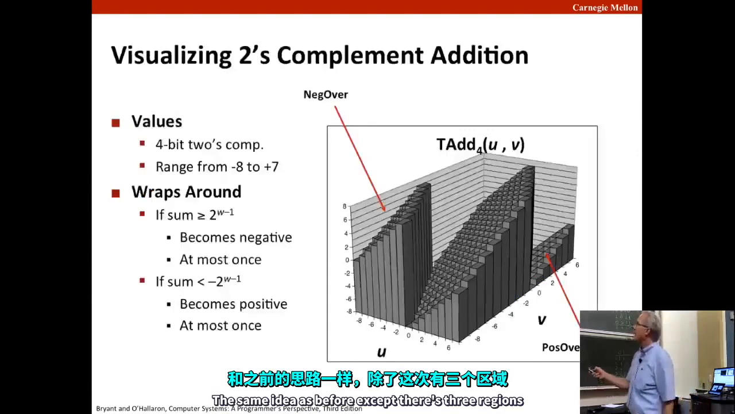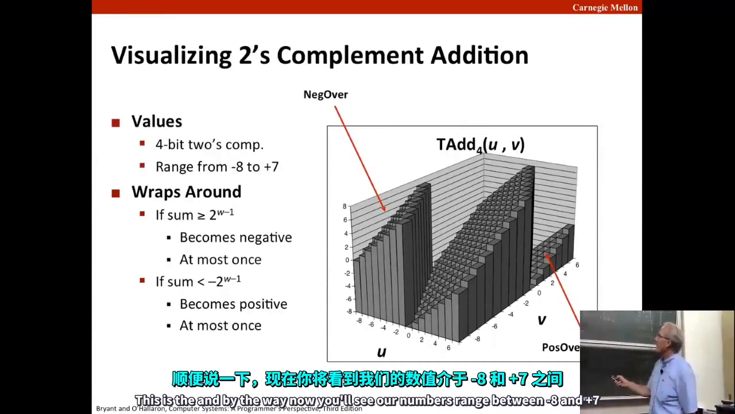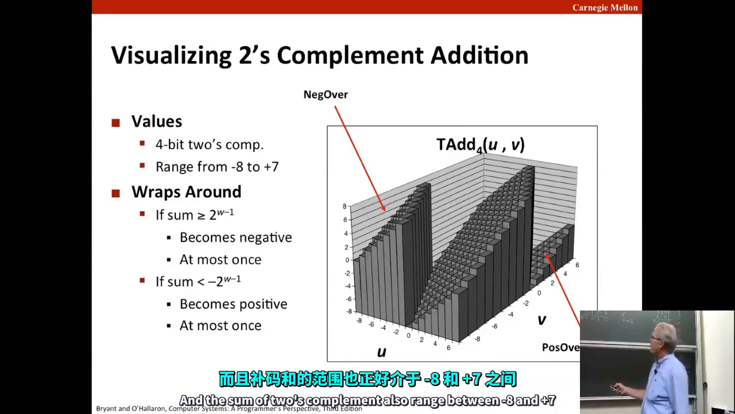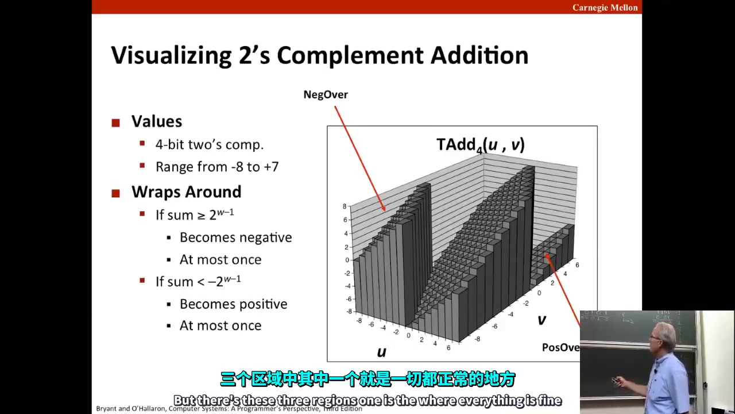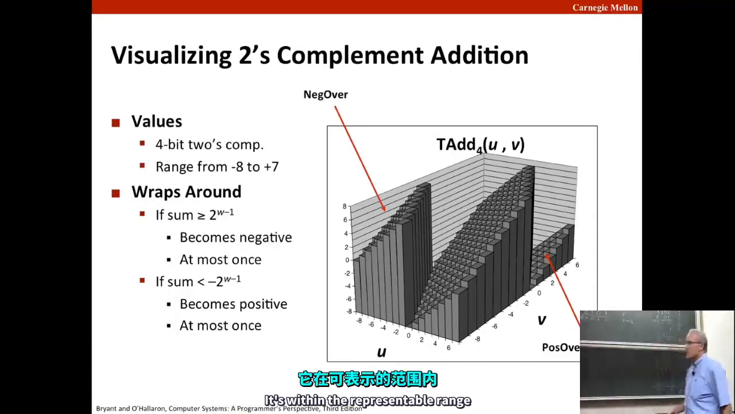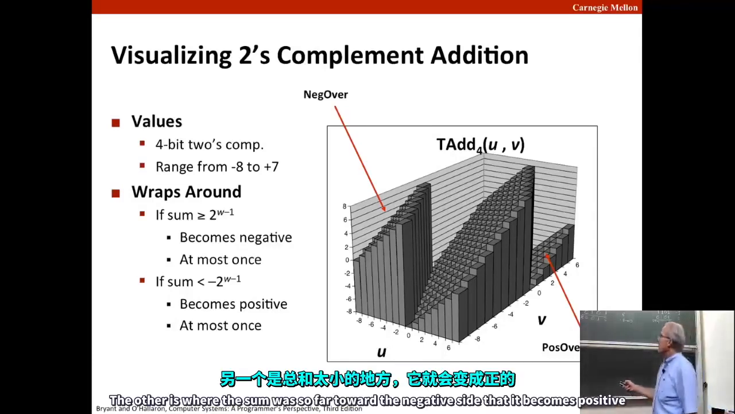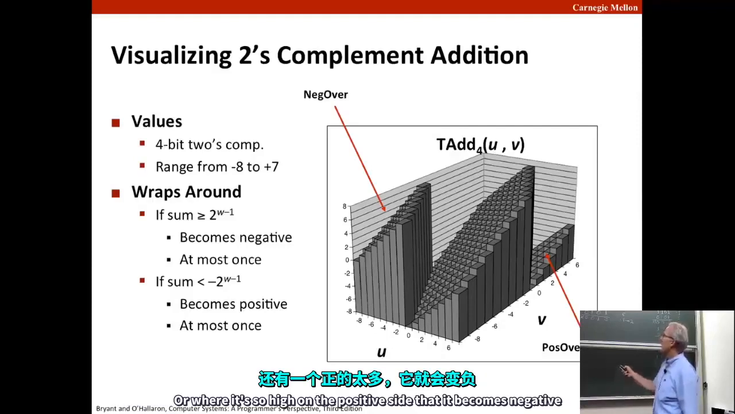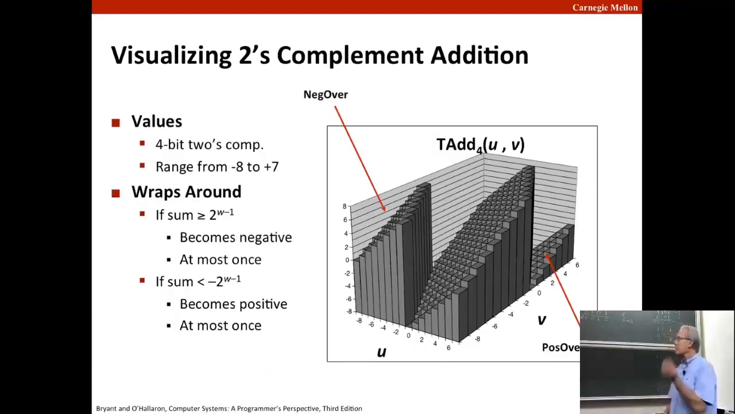The same idea as before, except there's three regions. And by the way, now you'll see our numbers range between minus 8 and positive 7. And the sum, 2's complement, will also range between minus 8 and positive 7. But there's these three regions. One is where everything's fine. It's within the representable range. The other is where the sum was so far toward the negative side that it becomes positive, or where it's so high on the positive side that it becomes negative.